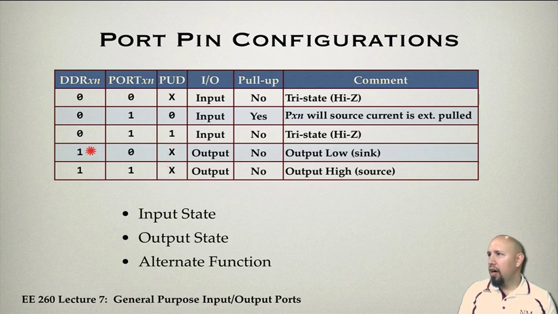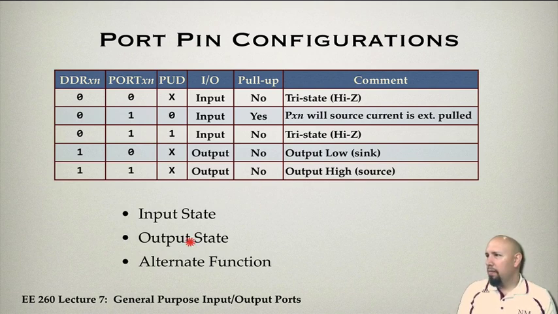And so basically, when you set the port to be 0, you get output low. When you set the port to be 1, you get output high. Okay, so that makes a lot of sense. So basically, when you set the port to be 1, then the port value will be determined by whatever you write to that bit. Okay, so that is what happens there.